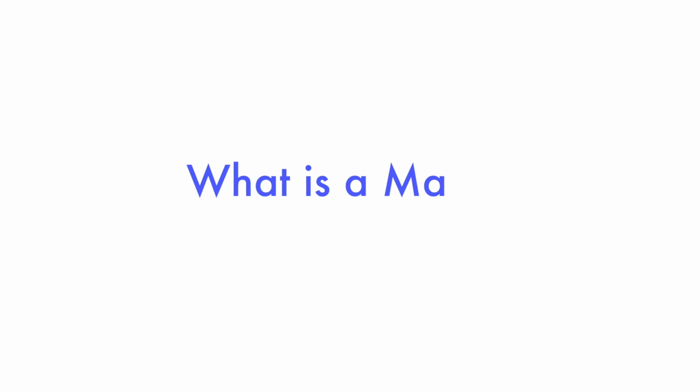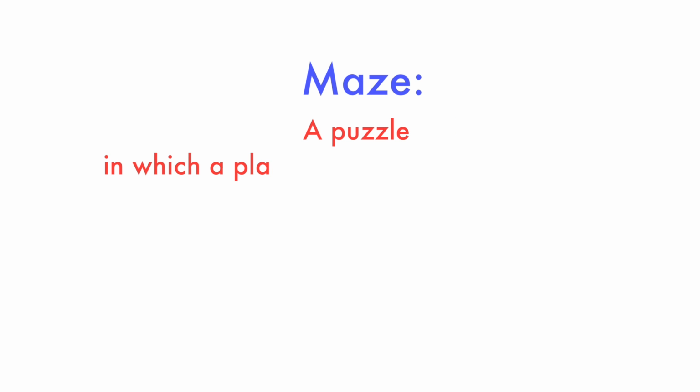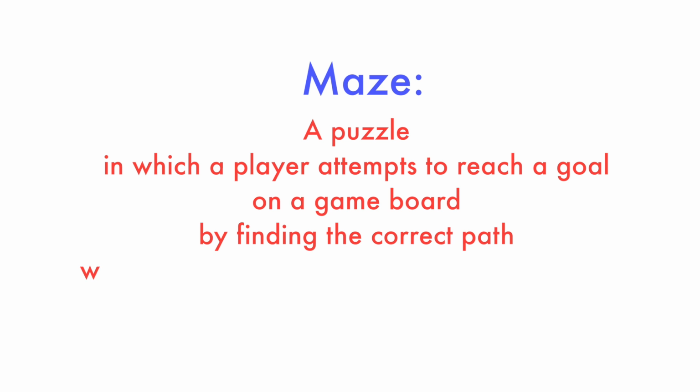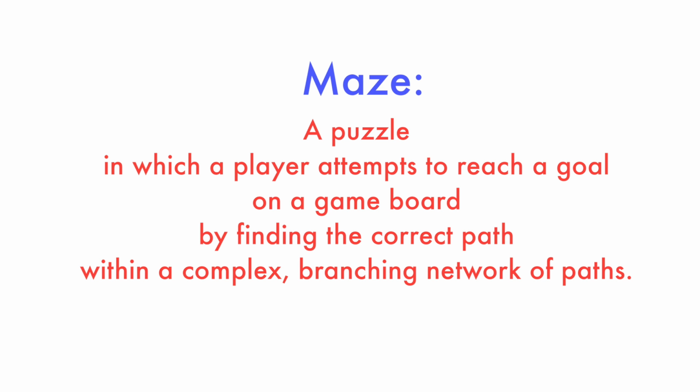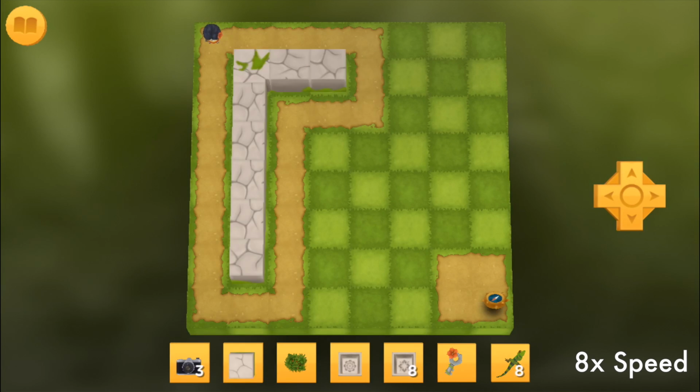So how to build a maze. So what is a maze? A maze is a puzzle in which a player attempts to reach a goal on a game board by finding the correct path within a complex, branching network of paths. So basically there are multiple ways you can go, but there is really only one way to get to the goal. So let's start by laying out the general layout of our maze.